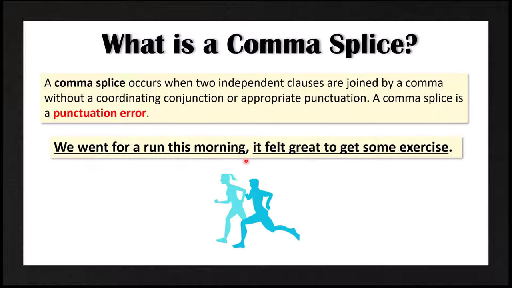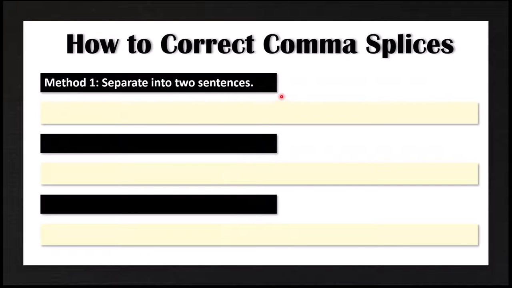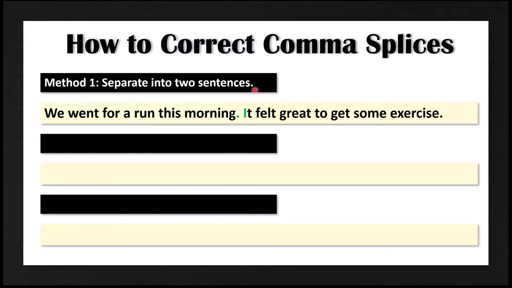We can fix this in three different ways. The first method is very simple. You separate it into two sentences, into two complete sentences. For example, we went for a run this morning, period, then capital I, it felt great to get some exercise. This is very simple.